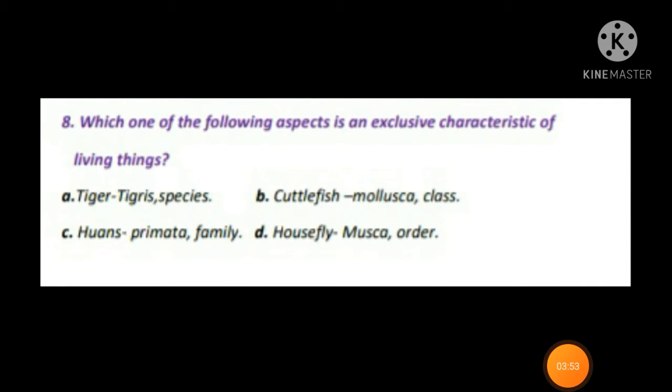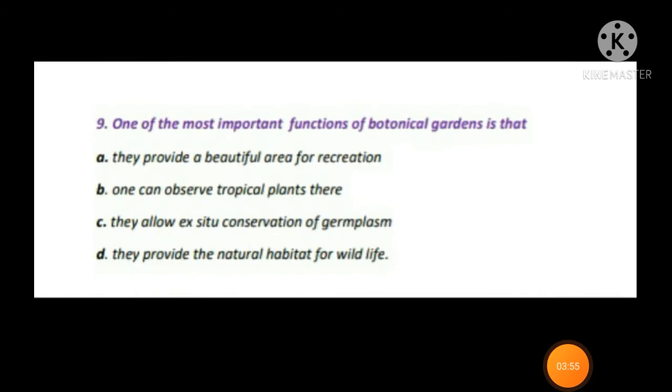So the next question. One of the most important functions of botanical gardens is that option A, they provide a beautiful area for recreation. Option B, one can observe tropical plants there. Option C, they allow ex situ conservation for germplasm. Option D, they provide the natural habitat for wildlife. So what are the functions of botanical gardens?